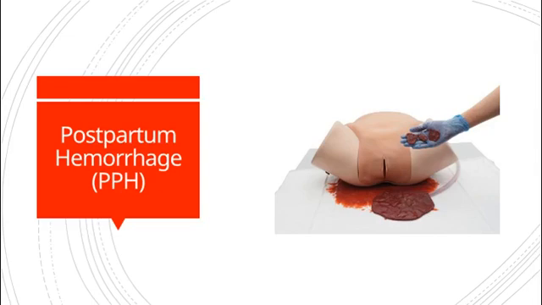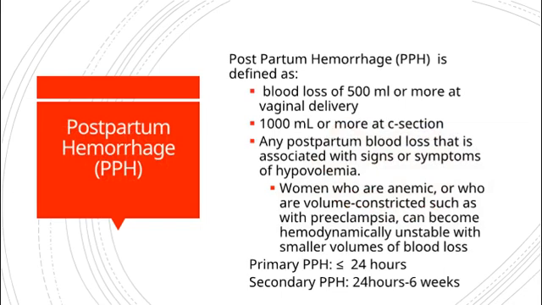Postpartum hemorrhage, PPH, remains one of the most significant threats to maternal health. It is defined as excessive bleeding following childbirth. PPH is a potential complication of both vaginal and cesarean delivery. The traditional definition of PPH is 500 milliliters or more of blood loss at a vaginal delivery or 1,000 milliliters or more of blood loss at C-section.